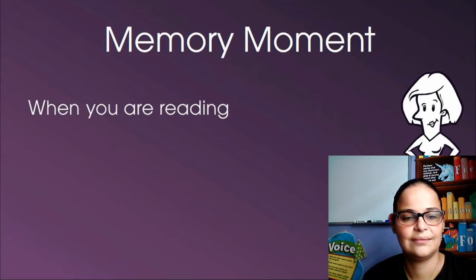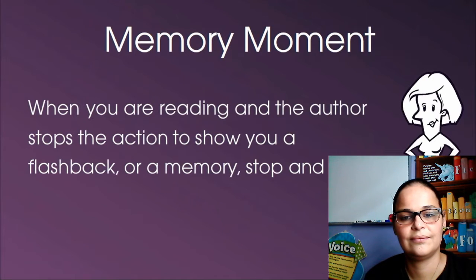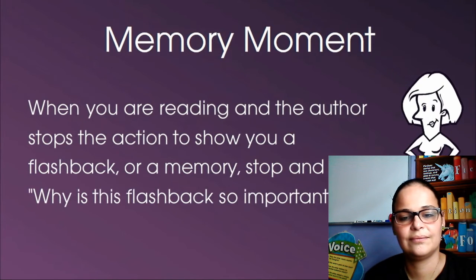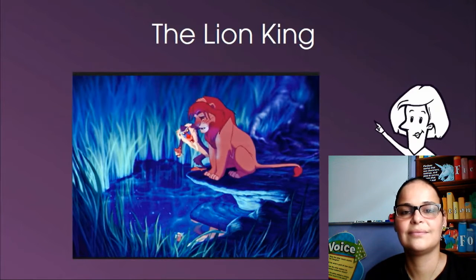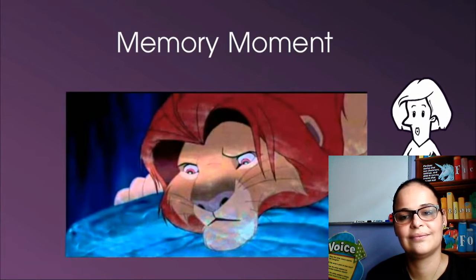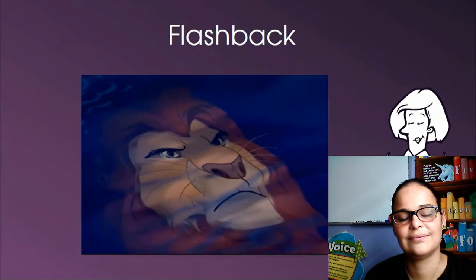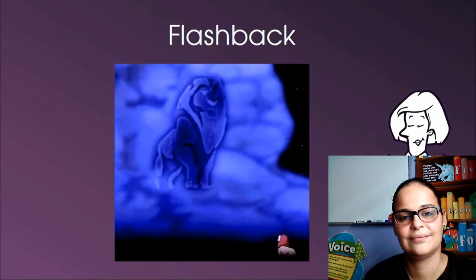A memory moment is when you are reading and the author stops the action to show you a flashback or a memory. You stop and ask yourself, why is this flashback so important? Let's take The Lion King for example. With the help of Rafiki, Simba has a flashback or a memory to someone in his past. We have to ask, why is the author showing us this? The flashback was of his late father Mufasa, which was Simba's internal conflict. Simba had to figure out that he has to face his past by seeing this memory.